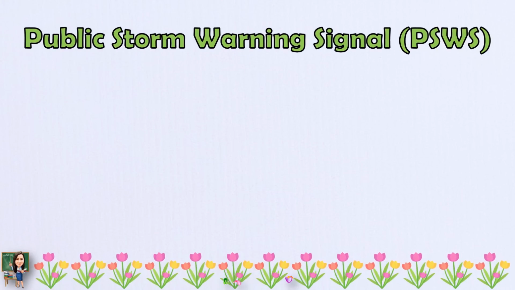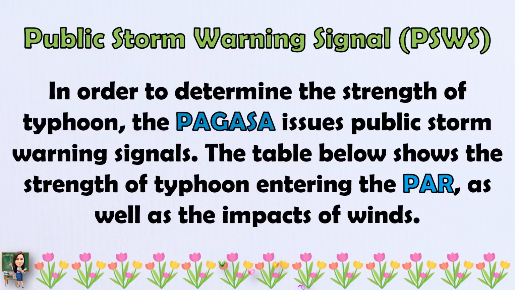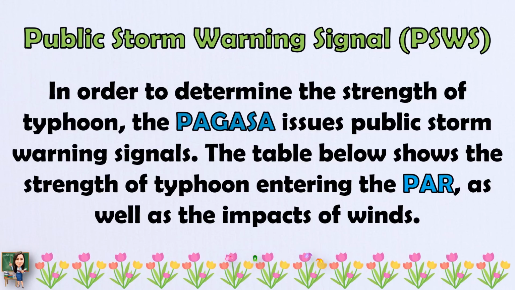Public Storm Warning Signal or PSWS. In order to determine the strength of a typhoon, PAGASA issues public storm warning signals. The table below shows the strength of a typhoon entering the PAR, or the Philippine Area of Responsibility, as well as the impacts of wind.